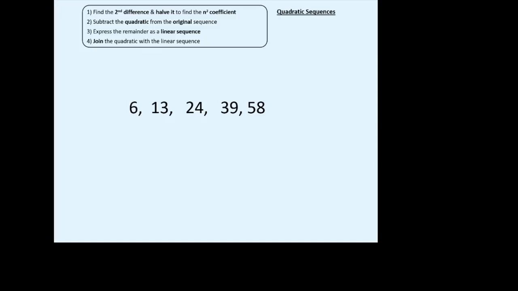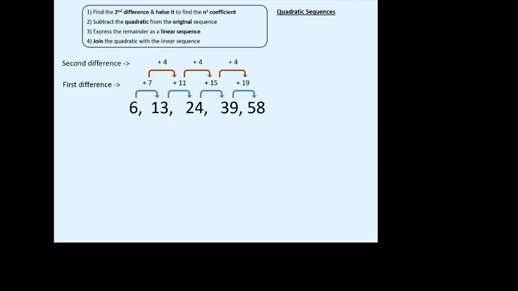Okay, on the higher paper, you're also expected to find the quadratic nth term as well. So here is a sequence, and we're going to find the nth term of it. Step 1, just like a linear, we're going to try and find a common difference. Now, when we first do it, just like a minute ago, you can see that what we call the first difference, they're not the same. So we're going to do it again. 7 to 11 is plus 4, 11 to 15 is also plus 4, and 15 to 19 is also plus 4. So the second difference is consistently a 4.